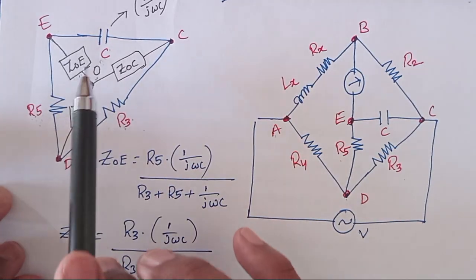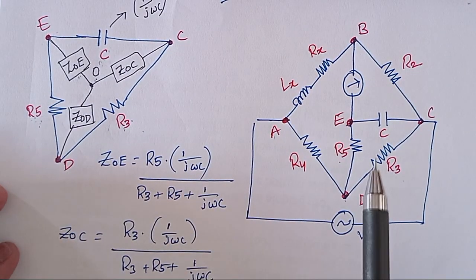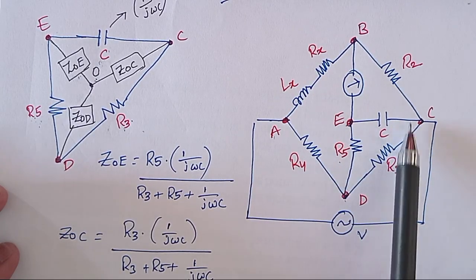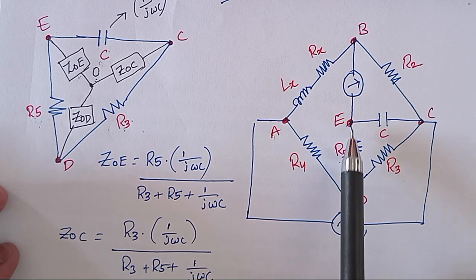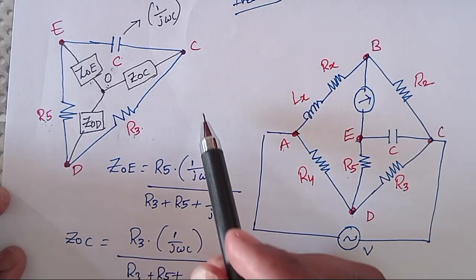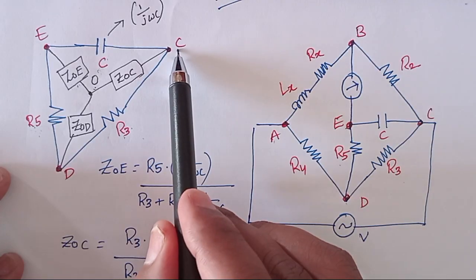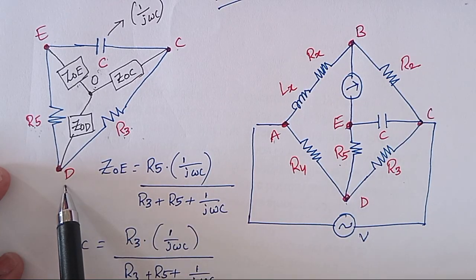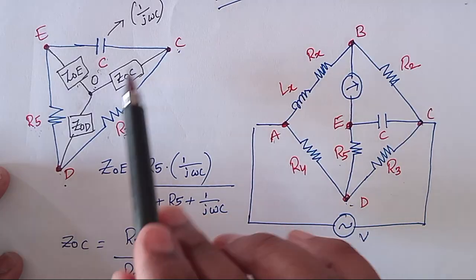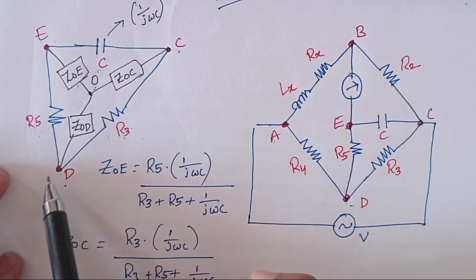Now I'm modifying my Anderson bridge with this. That means I have chosen this part, and now I am replacing this part with my equivalent values. Now look here, between C and D, that means this one and this one, we have ZOC and ZOD.